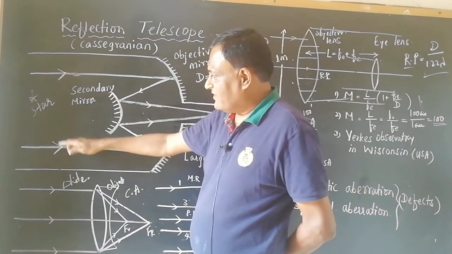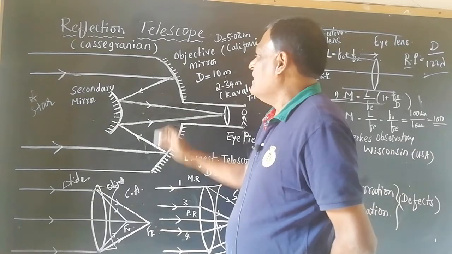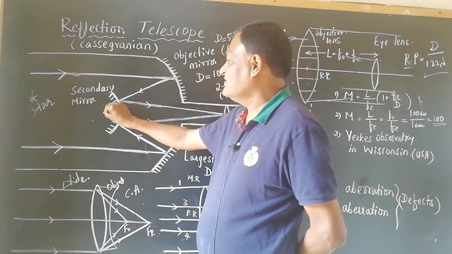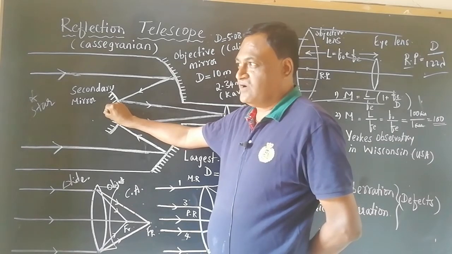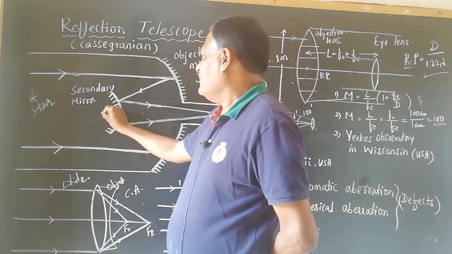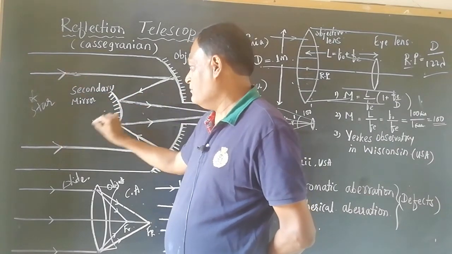The parallel beam of light coming from the distant star is made to fall on the concave lens. After refraction, all the rays converge at a point on the principal axis called the principal focus. The observer or the experimenter can sit here and view the image of the distant star or the celestial body.